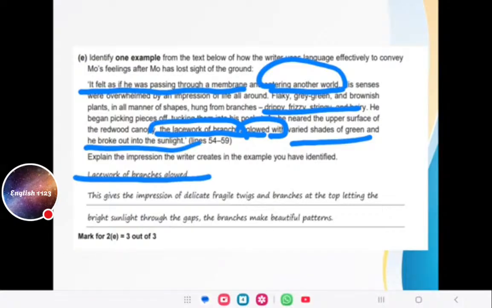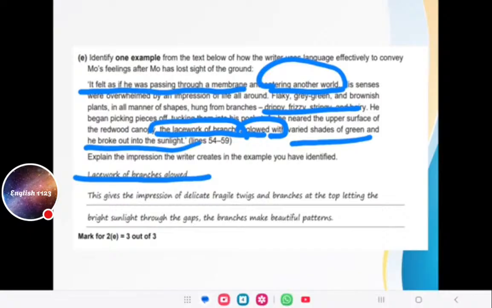We have restricted ourselves to this lacework of branches or cloth, because he has written here that the bright sunlight through the gaps, that explains the word cloth here. And when you are explaining, sometimes students tend to write 4, 5, 6, 7 lines even. If there are 2 lines given, the explanation can only be 2 lines. If 3 lines are given, just try to give an explanation that is of 3 lines.